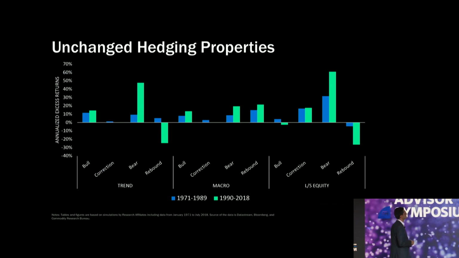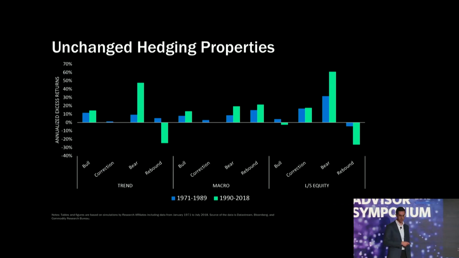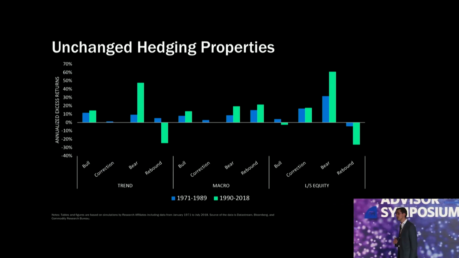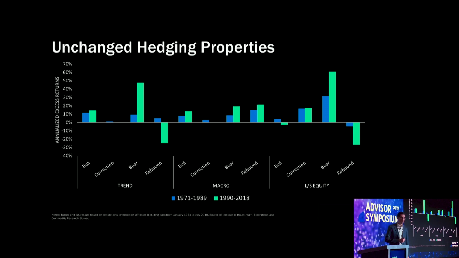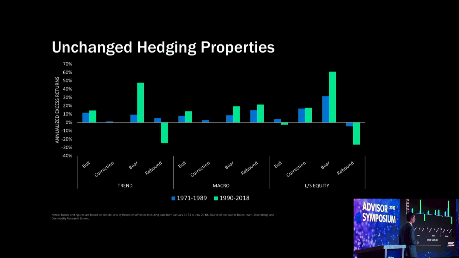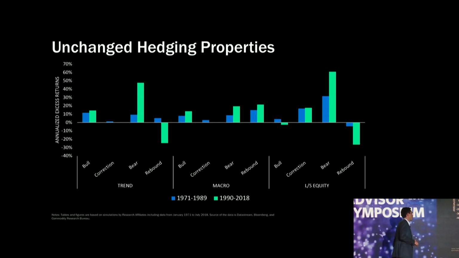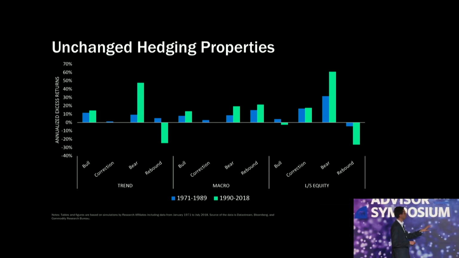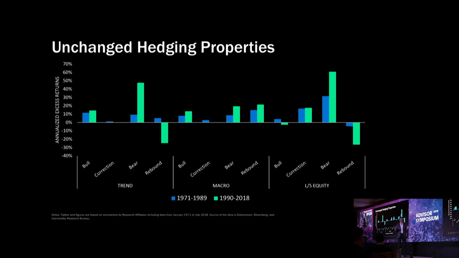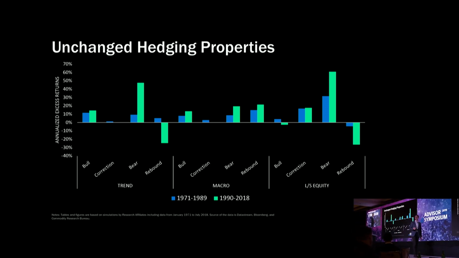All right, so these are my last slides with numbers. You might wonder, have the hedging properties of factor strategies changed over time, maybe because we are seeing some changes in the frequency of these cycles. And here I'm just doing a check. I'm looking across the two subsamples. I'm looking at the performance of the factor strategies in bull, correction, bear, and rebound phases. And the main conclusion is no.